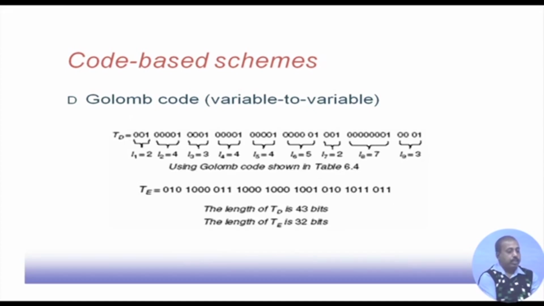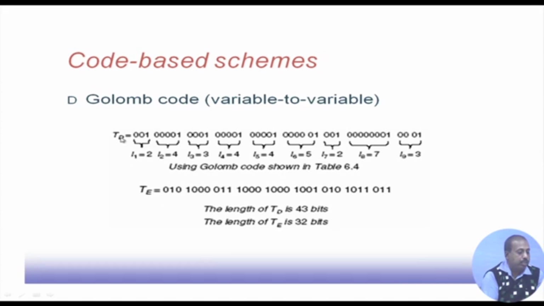This is a typical example of Golomb code, variable to variable. This is the test pattern that we have. Now, you see this is a run length of 2, this is a run length of 4, this is a run length of 3, this is 4, again 4. Like that we have.